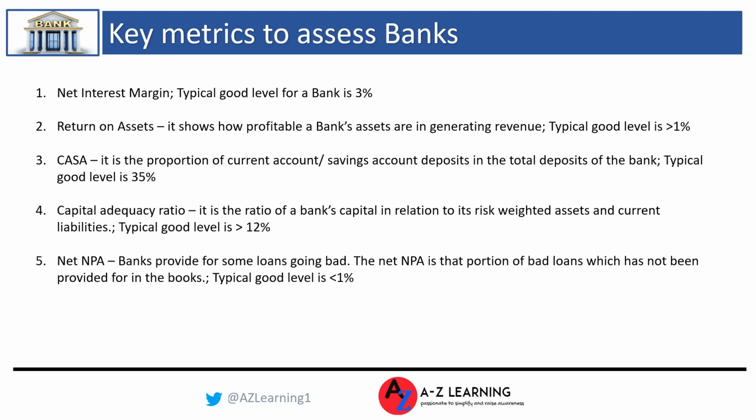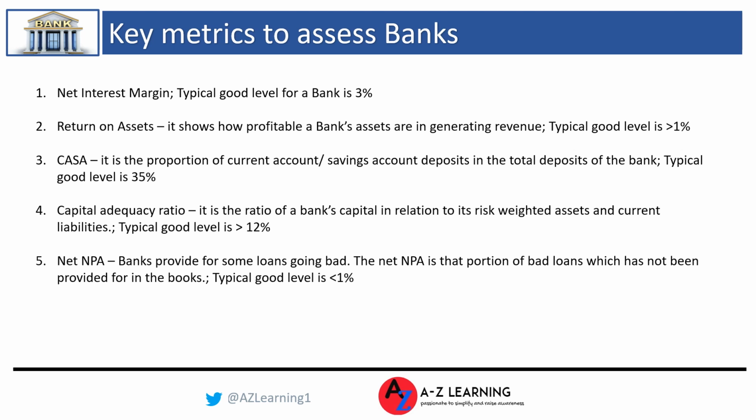Now let's move to the fourth one, which is the capital adequacy ratio. What is this ratio? This ratio basically tells us the bank's capital in relation to risk-weighted assets and current liabilities. So what this basically shows is that if there was an urgency where depositors wanted their money back, the bank would be able to meet those commitments.